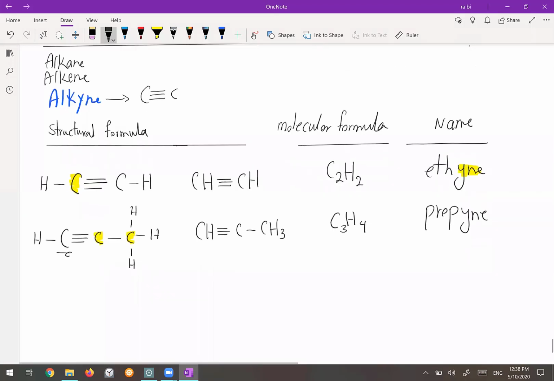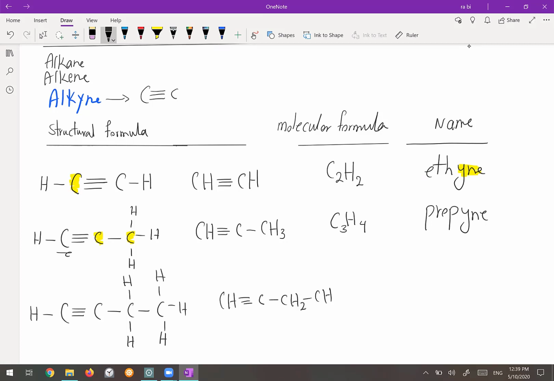The next member has four carbons, so C triple bond C, single bond carbon, single bond carbon. Now I have to add the hydrogens. The first carbon needs one hydrogen. The second carbon doesn't need any hydrogen. The third one needs two hydrogens. And the last one needs three hydrogens. The condensed structural formula is CH triple bond C, single bond CH2, single bond CH3.